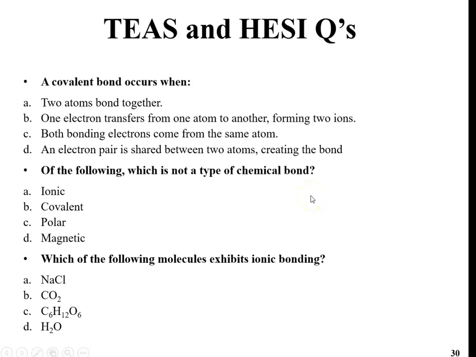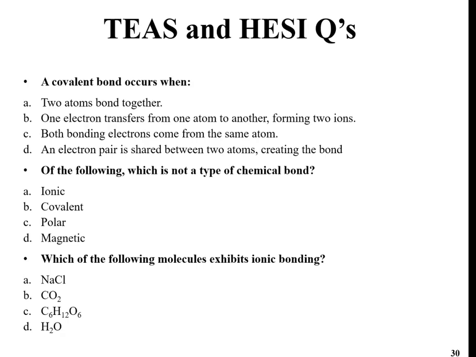Okay, of the following, which is not a type of chemical bond? We have ionic, that's definitely a chemical bond. We have covalent, that's a chemical bond. We have polar, that's a chemical bond. So magnetic is not a chemical bond. Magnetic forces do not have anything to do with sharing electrons.